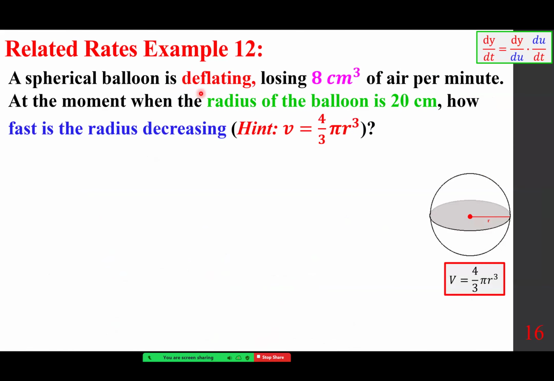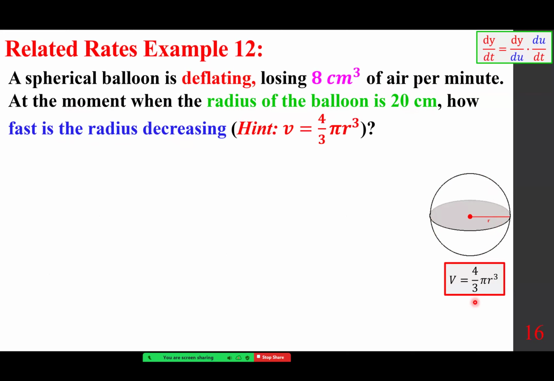A spherical balloon is deflating, losing 8 cubic centimeters of air per minute. At the moment when the radius of the balloon is 20 centimeters, how fast is the radius decreasing? We should know the shape of a sphere. We should know the volume is 4/3 pi r cubed, so we can move on.